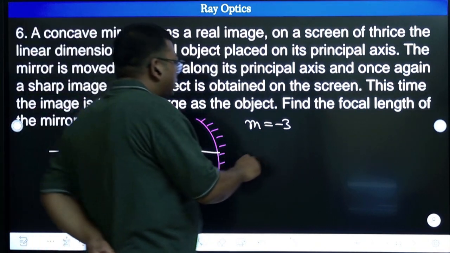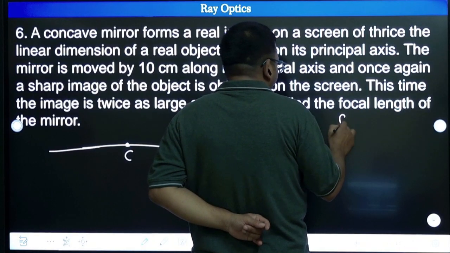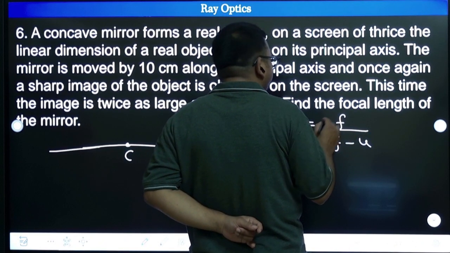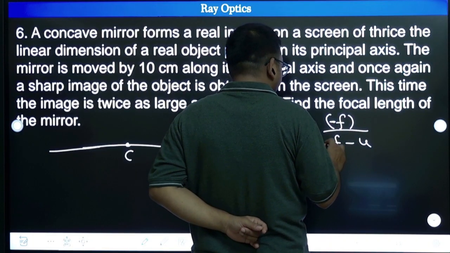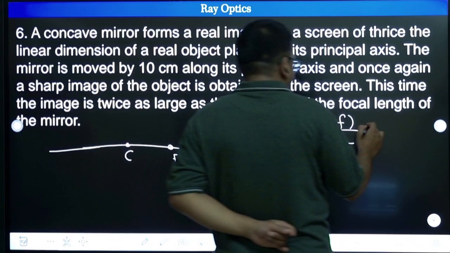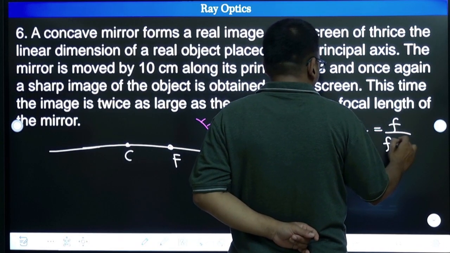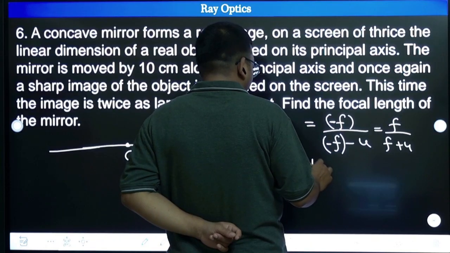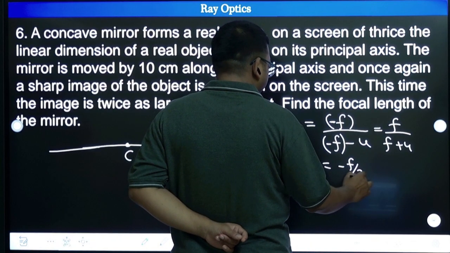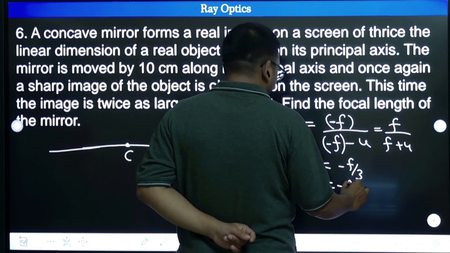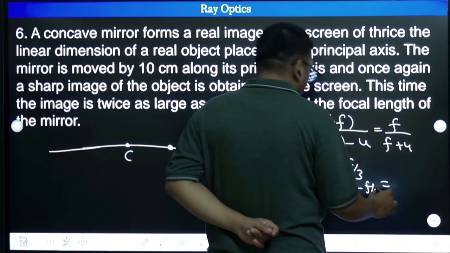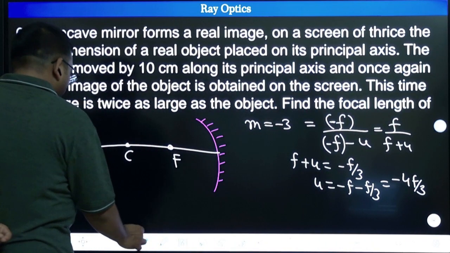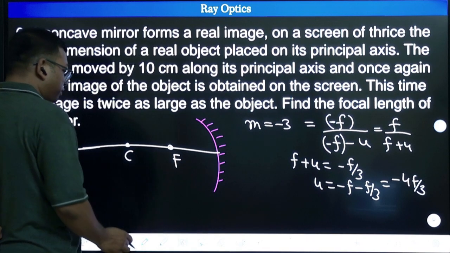If you want, you can calculate. The magnification formula is f by f minus u, right? Focal length is negative, so let us put f as magnitude, so that becomes f by f plus u, and solve it. So f plus u will become minus f by 3, so u becomes minus 4f by 3. We can calculate. So right now the object is at this distance, which we can also figure out.